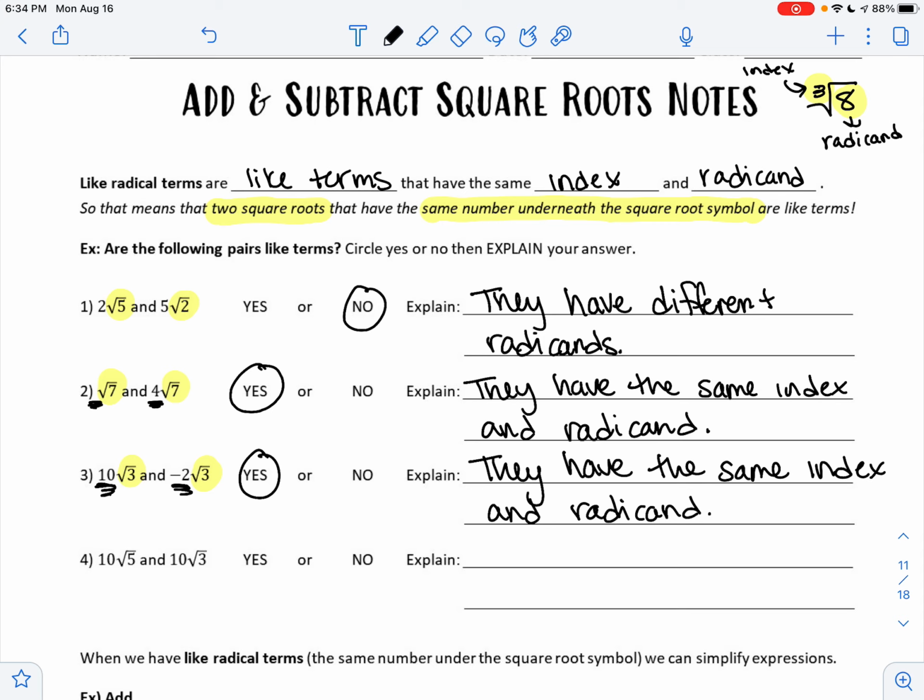Example 4. Here I have 10 square roots of 5 and 10 square roots of 3. Are these like terms? No, because they have different radicands. This one's radicand is 5, while this one's radicand is 3.